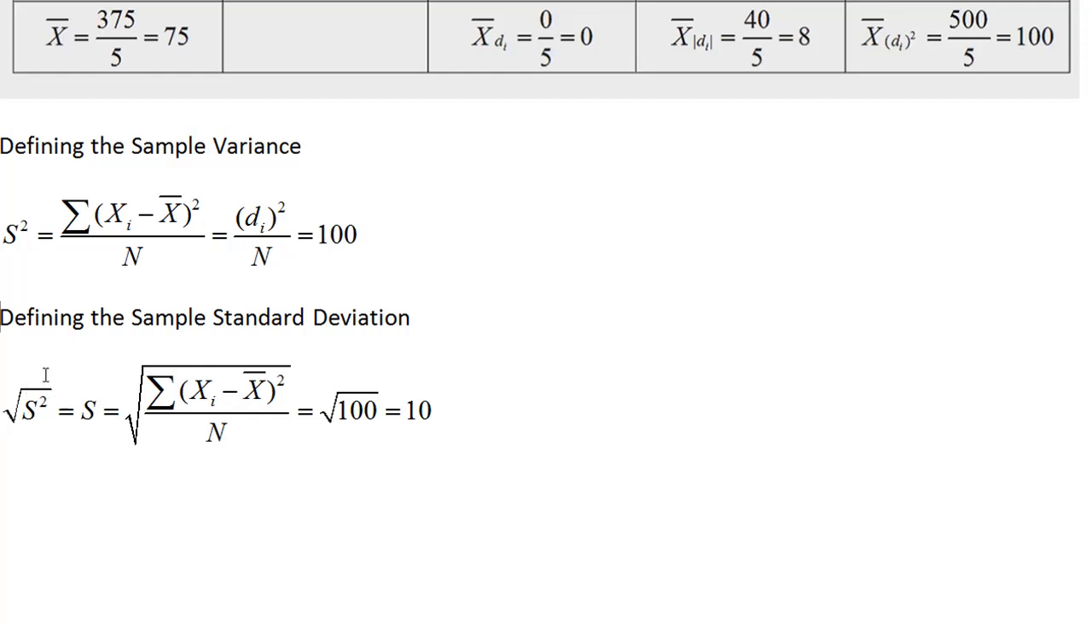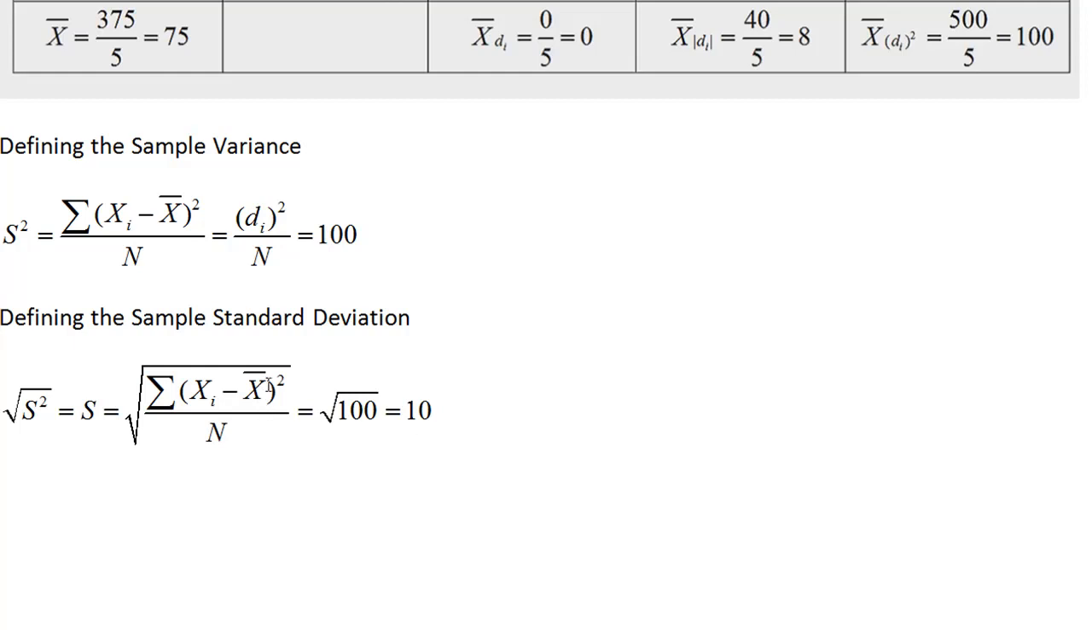So the square root of that sample variance is equal to S, because the square root gets rid of the square. There's the square root sign, and all I'm doing is taking the square root of this whole thing right up here. Notice what we're doing. We're just taking the square root of that, that's all. When I take the square root of 100, I get 10 for our data.